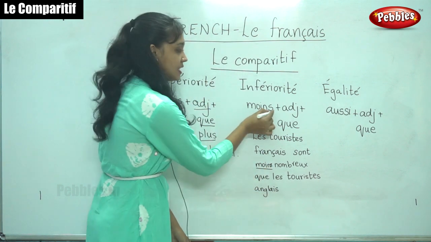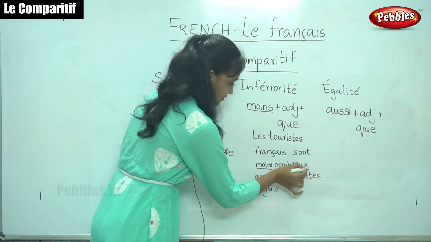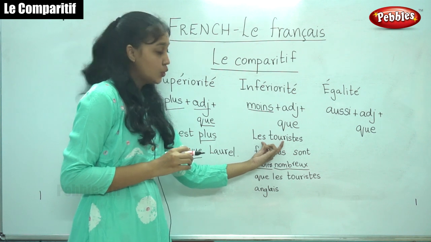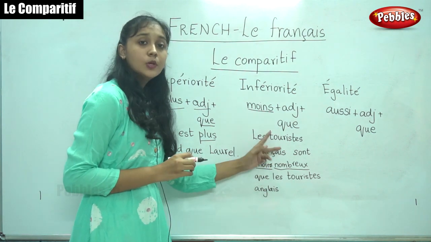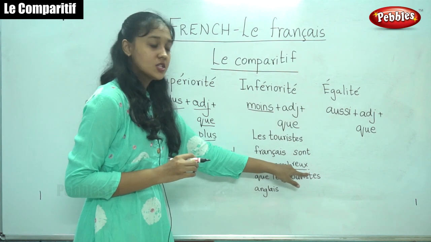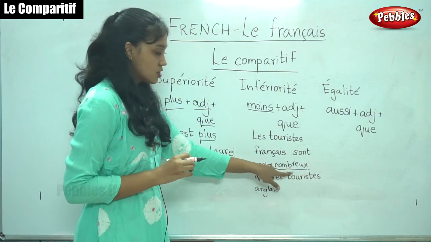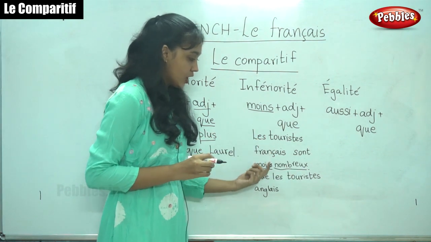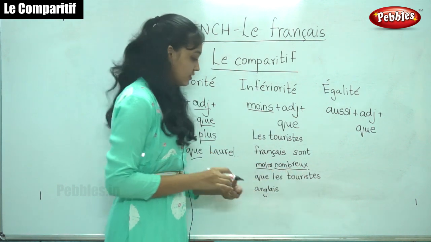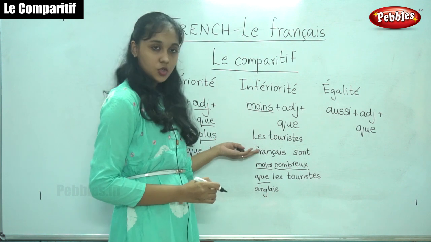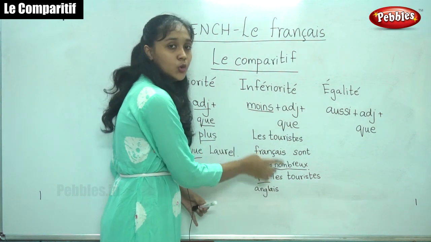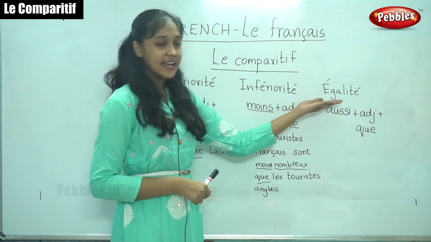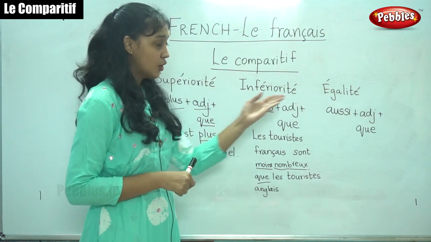Moins means less, plus the adjective, here nombreux, and since we are comparing two plural nouns, your adjective also takes the plural form. So here the adjective has to agree with the subject. Kindly remember that. So, moins plus the adjective plus que. So, we compared two plural nouns, so our adjective took the plural form. And finally, one example for equality.